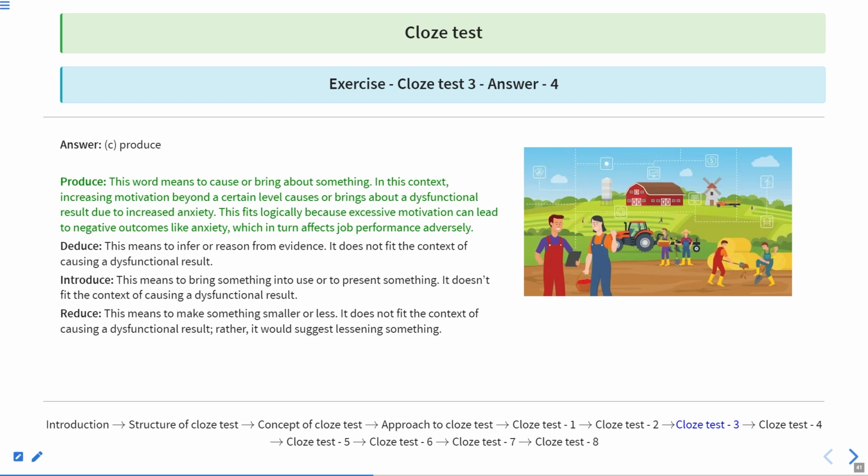It cannot be deduce, which means to infer or reason. It cannot be introduce, which means to bring something into use or present something. It cannot be reduce, because reduce is making something smaller or less. It does not fit into the current context.